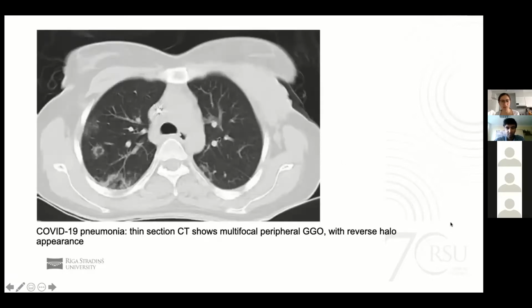And here we have reverse halo. As you can see here, reverse halo, we have the dark in the middle and light on the outer. This is called reverse halo appearance with a multifocal peripheral ground glass appearance. Multifocal, it means on multiple areas of the lung. We have also in the periphery, meaning it's more located in the outer part of the lung parenchyma with ground glass opacities. Yeah, with the halo also we can see here.